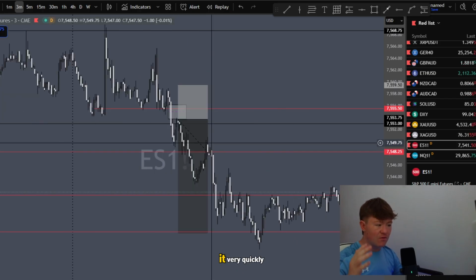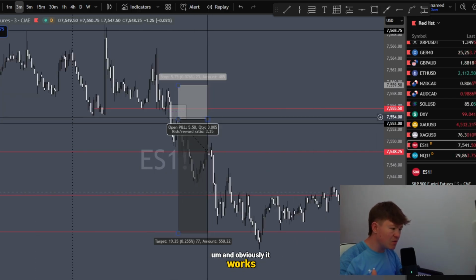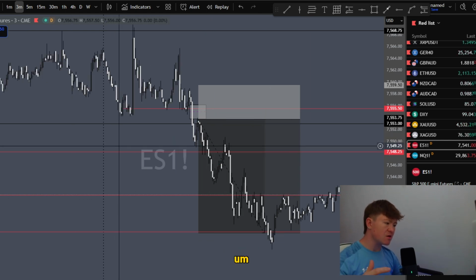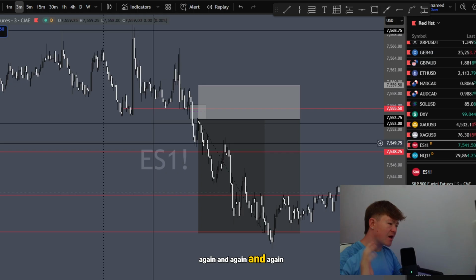Now that's just going through it very quickly. And obviously it works, that's just showing it's working. So let's go into another setup from the previous days and show you it works again and again and again.